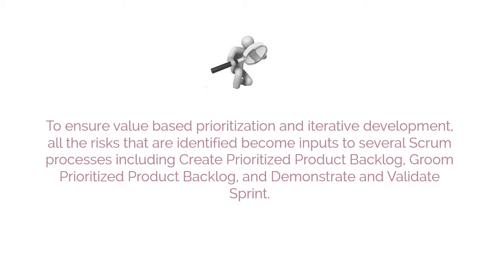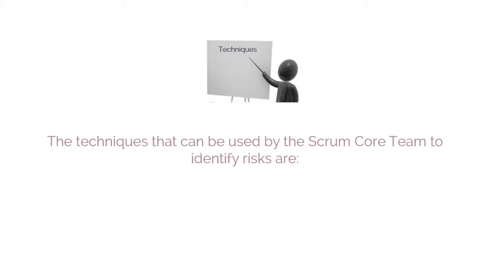To ensure value-based prioritization and iterative development, all the risks that are identified become inputs to several Scrum processes, including Create Prioritized Product Backlog, Groom Prioritized Product Backlog, and Demonstrate and Validate Sprint. Risk identification tools and techniques. Now let's discuss how to identify risks.